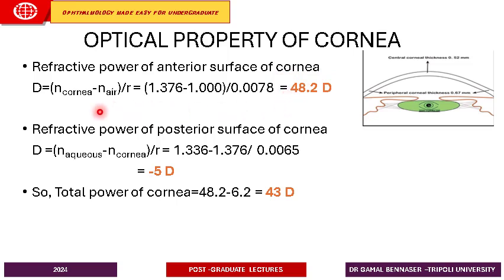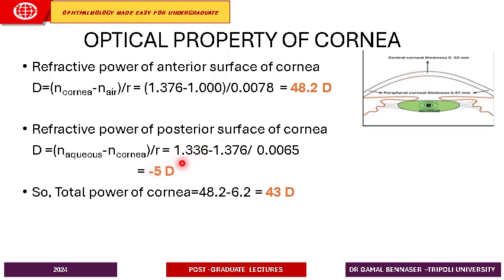Similarly, if we apply the same principle of Snell's law to the posterior surface of the cornea, keeping in mind that we now take the refractive index between the cornea and the aqueous, because at the posterior surface you have the aqueous, we will measure the power of the posterior surface based on the difference in refractive index between the aqueous and the cornea.